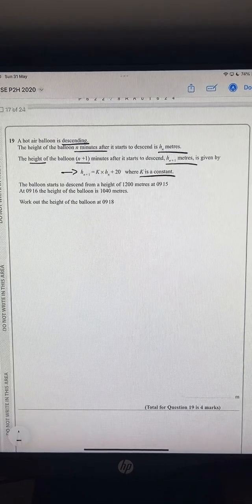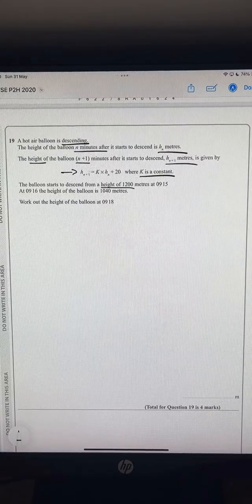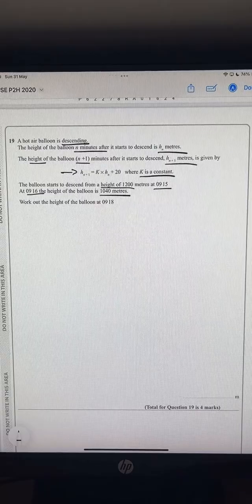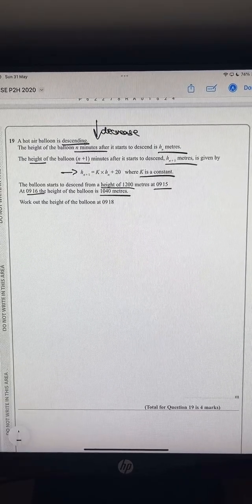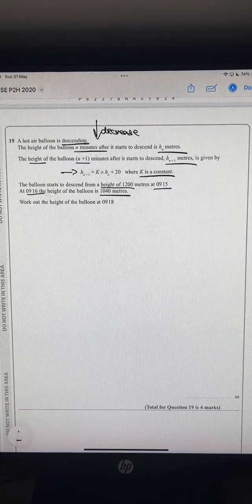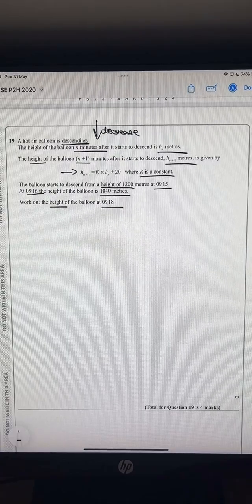The balloon starts to descend from a height of 1,200 meters at 9:15. And at 9:16, the height is 1040 meters. So it's descending, it's going down. So we know it's going to be a decrease in height. And we can clearly see 1200 to 1040 is a decrease. Work out the height at 9:18.